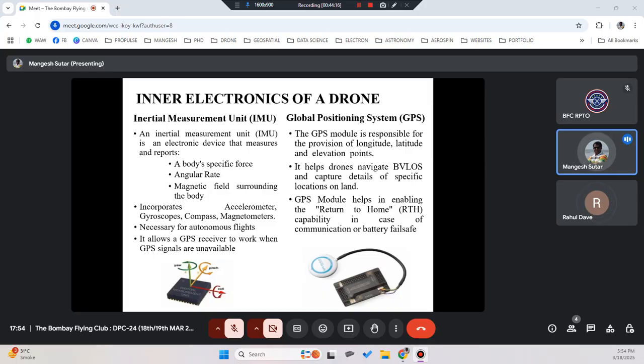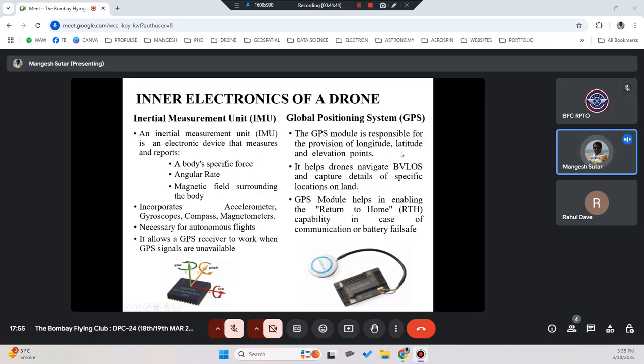So it also allows the GPS receiver to work when GPS signals are unavailable. That means in case of GPS failure, the IMU can also help the drone to fly, or maybe to land safely. Okay, then for an accurate position of the drone, you may have a separate sensor called the GPS system.